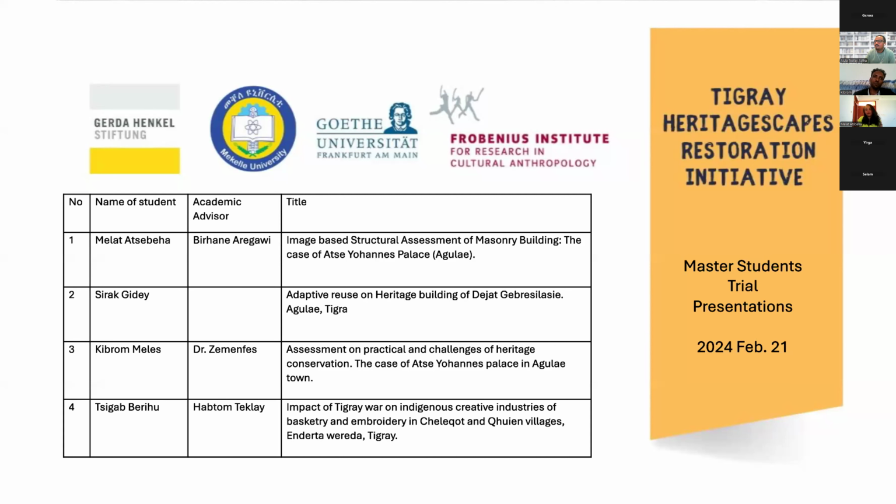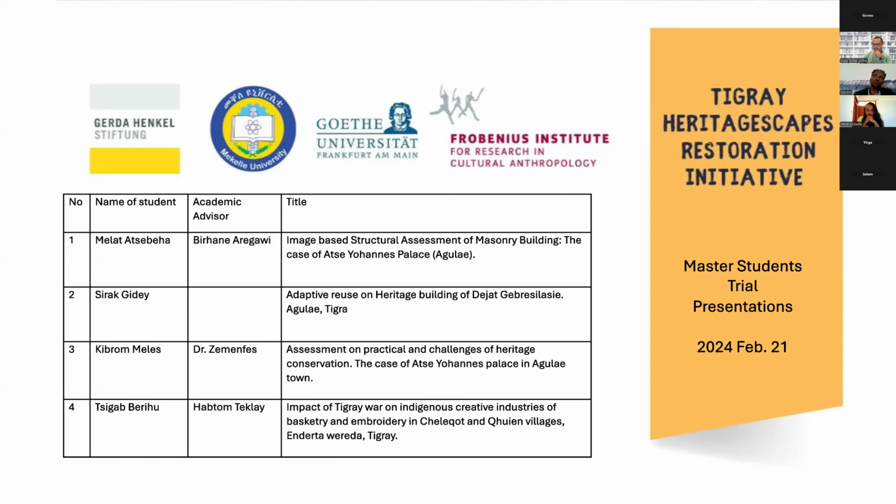Okay. My question is not specific, but if you remember, on the first day of the initiative workshop, I presented what kind of heritage research will be done. A heritage building can be researched if it is in good condition. But we know that Agulae, as Yohannes Palace, is in a good condition.